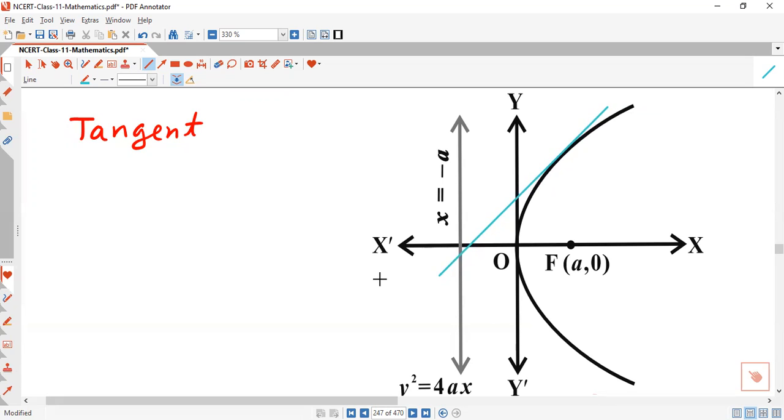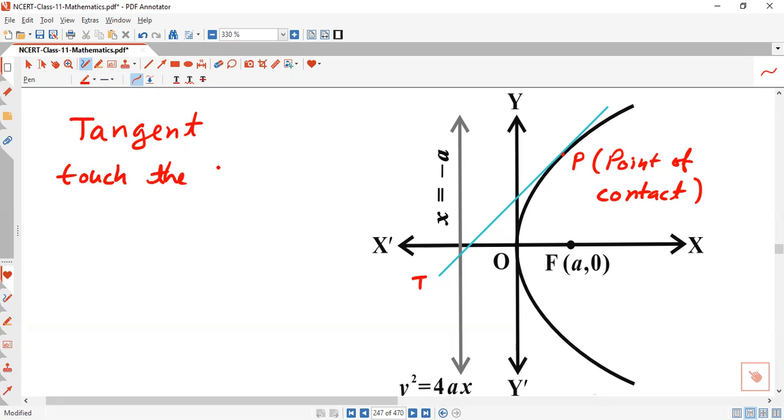This tangent we draw. We say this is a tangent, and this is known as point P. This is the point of contact, because a tangent touches the parabola at one point only.